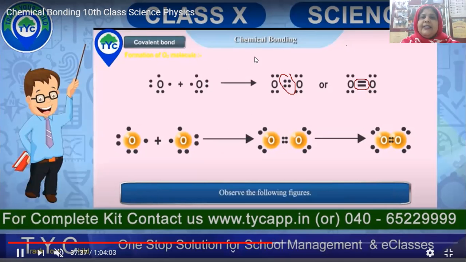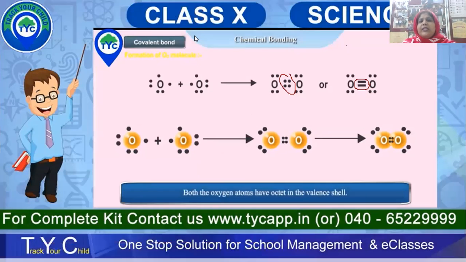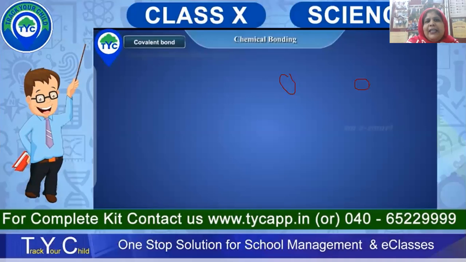You can say that this double bond is formed in oxygen, and both oxygen atoms have an octet in the valence shell. So both of them have attained the octet rule, right?